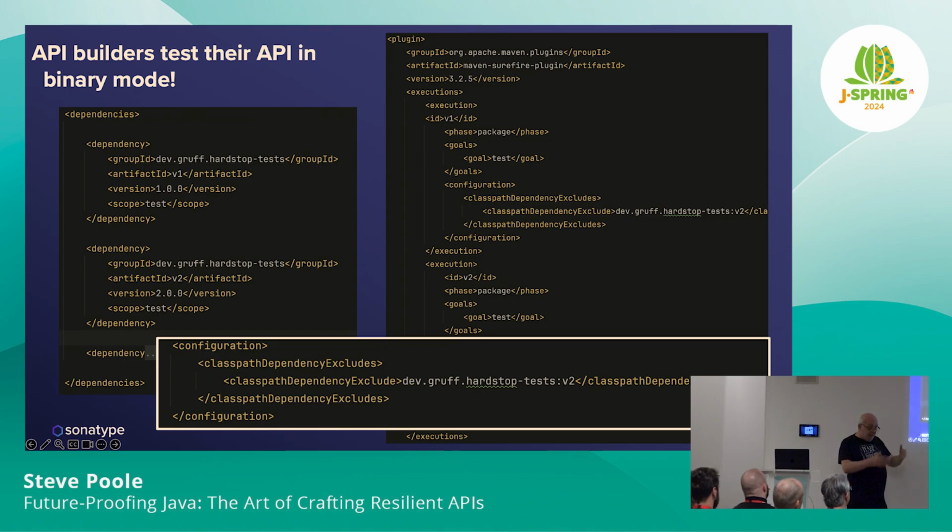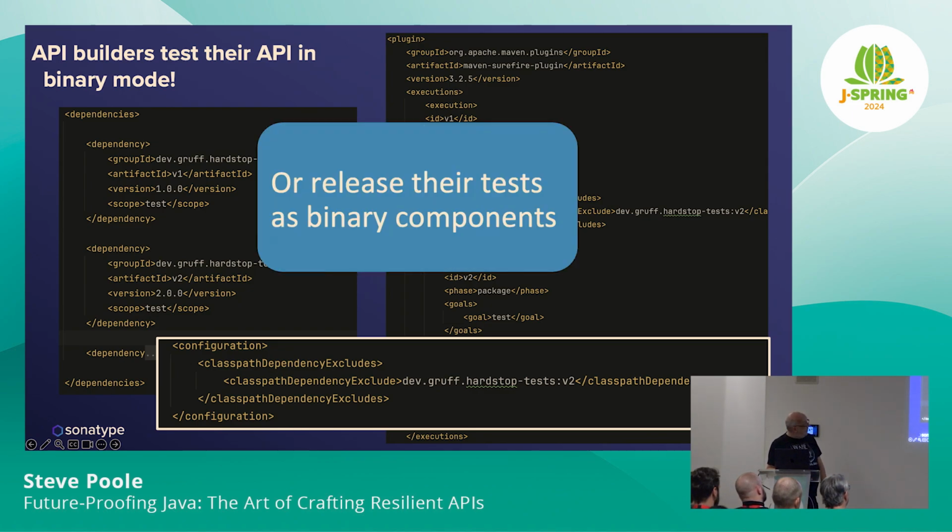Right? So if you have your tests in one module and you have one or more modules, or another one that you've deployed, it's easy to take tests and fire them against different modules, different versions, just by using this dependency exclude thing. It really makes things easy. And the other idea is release your tests as a binary so that you can do these things, right?